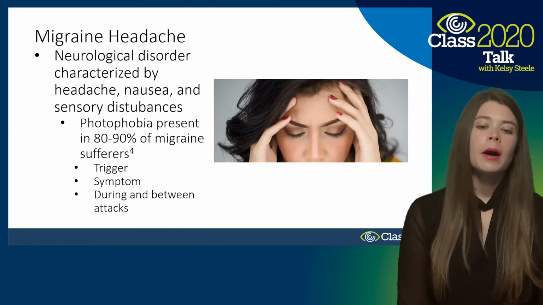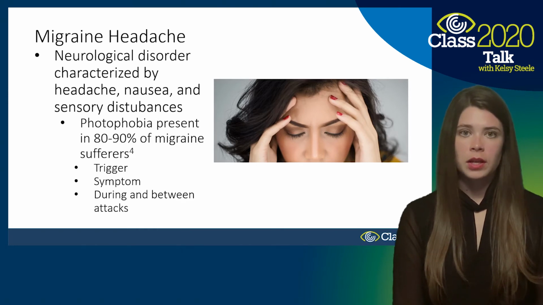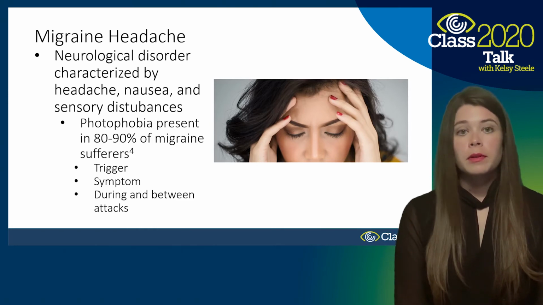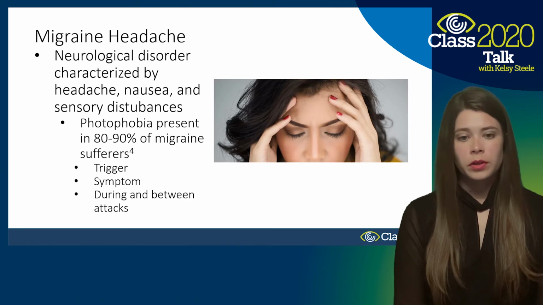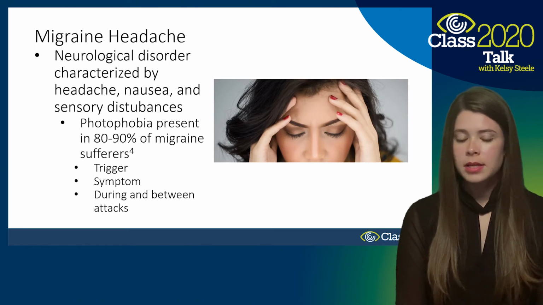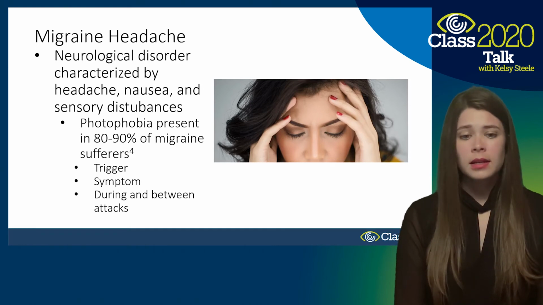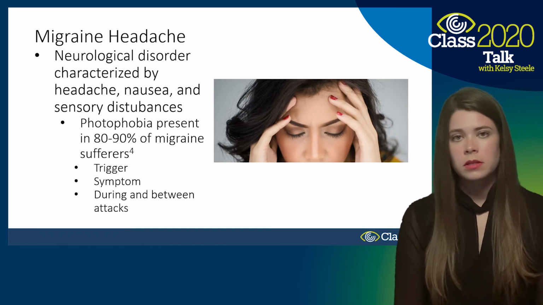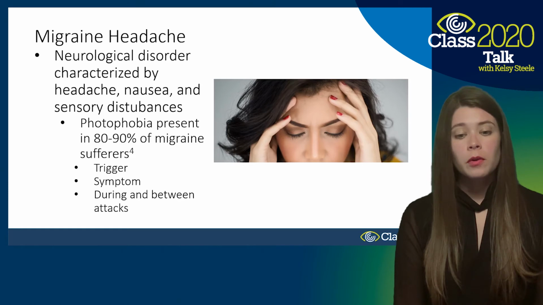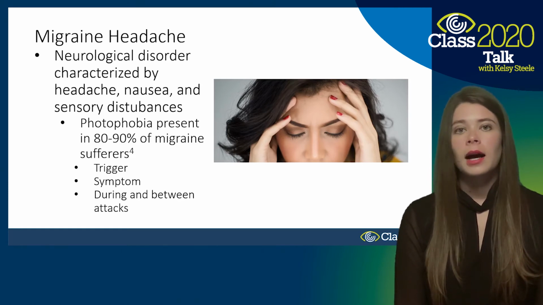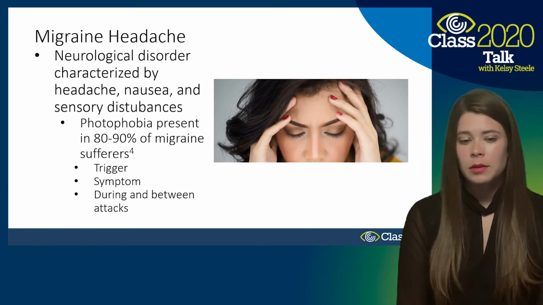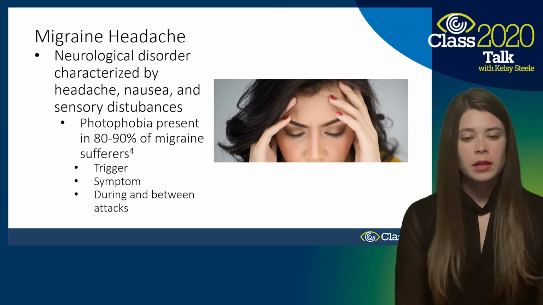So a little bit more about migraine headache, like our patient AR. As you might be familiar, this is a neurological disorder. It's much different from just your regular tension headaches. These patients also are typically very nauseated, and they have sensory disturbances, which is where we come in. Photophobia, photosensitivity is very common, 80 to 90% of patients that suffer from migraines.